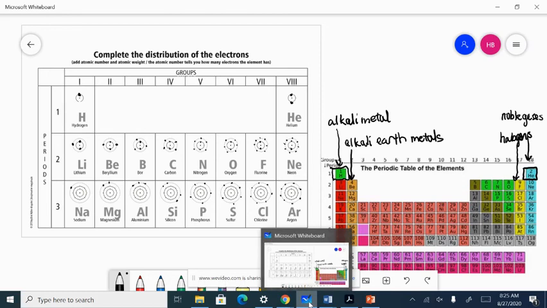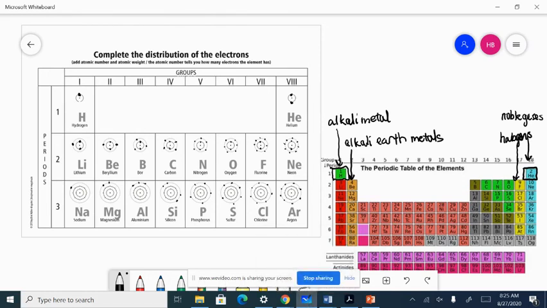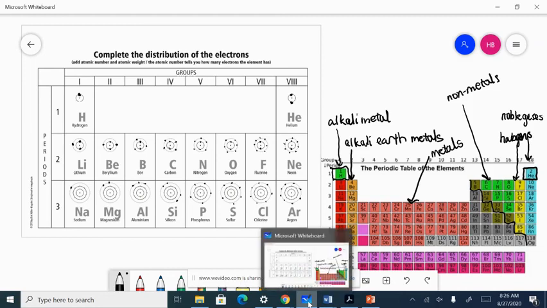Now, I want to point out one thing in the periodic table of the elements that's not here, and that's what's called the stair step. Everything above the stair step here are nonmetals. And everything below the stair step here are metals. As a general rule, metals tend to lose electrons and nonmetals tend to gain electrons. So for today, that's as far as we're going to go.